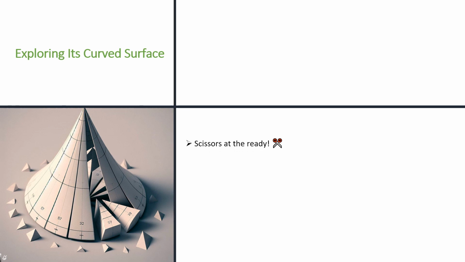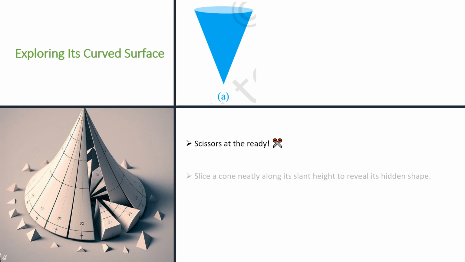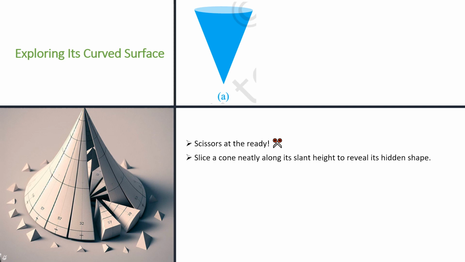Now be ready again for a second activity. Scissors at the ready. Of course, you come with your imagination. Right now, what is this? It is a cone. Okay, and let us start. Slice a cone neatly along its slant height. What is this slant height? This whole thing is the slant height, right?